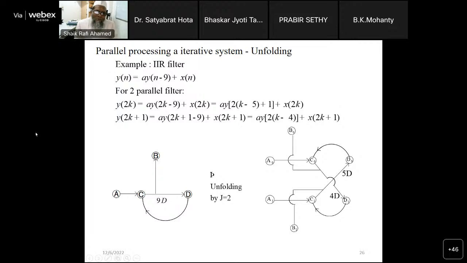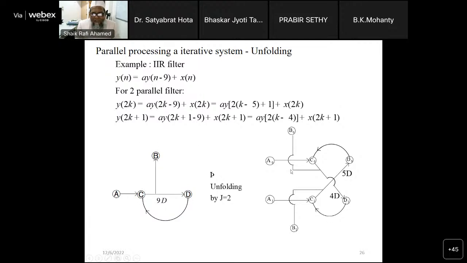Now you see here how much complication there is to develop a two parallel system for a simple IIR filter, a simple order 2. So this I have to represent in this manner. 2k minus 9, I am going to represent with 2 into k minus 5 plus 1. Similarly, this 2k minus 8 with this. Now this is the original system. This A is the source, B is the destination output Y, this C is this adder, and D is the multiplier.